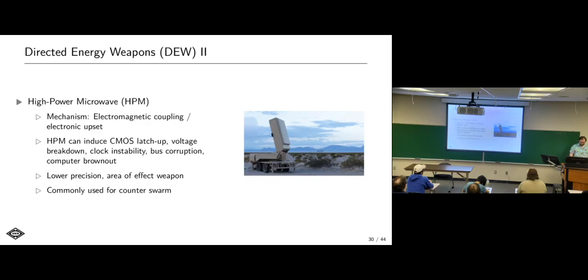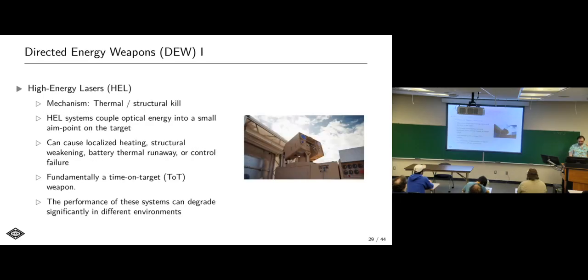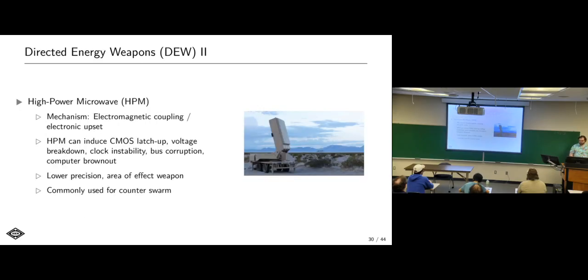The thing to note here with high energy lasers is it's a single target thing. You're not shooting all the targets at once. This is what you do if you want to shoot all the targets at once. Use high-powered microwaves. This is that Leonidas system that was recently making the rounds. Basically, you're hitting something with pulsed microwaves, and that causes a lot of electronic upset. As opposed to trying to burn through something, you're trying to essentially corrupt the electronics and really mess things up: clock instability, bus corruption, voltage breakdown. You're introducing electromagnetic effects into the target drone. So it's much lower precision. It's an area of effect weapon, basically.